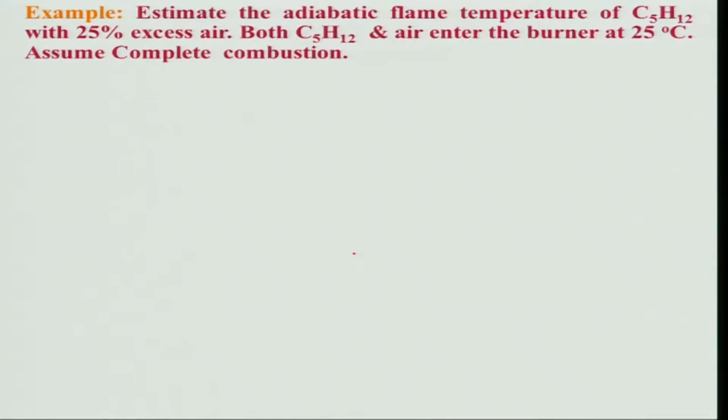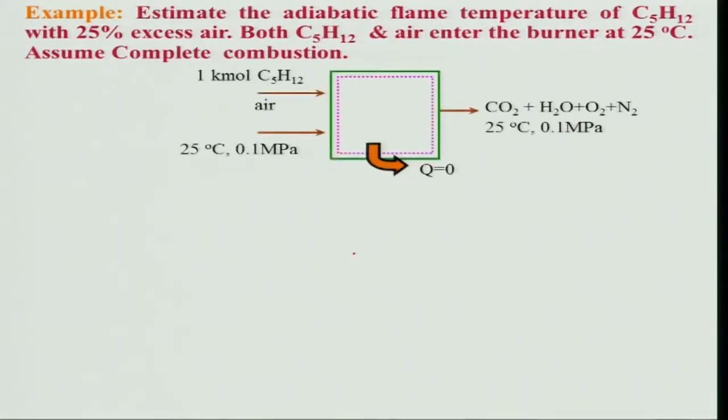Under this ideal condition, ideal in the sense that I do not know the composition, but I am assuming a certain composition of the product, and then estimating the temperature. Keep in mind that this composition will be dependent on the final temperature, that is the adiabatic temperature. So they will be complementing each other, which you do not know.